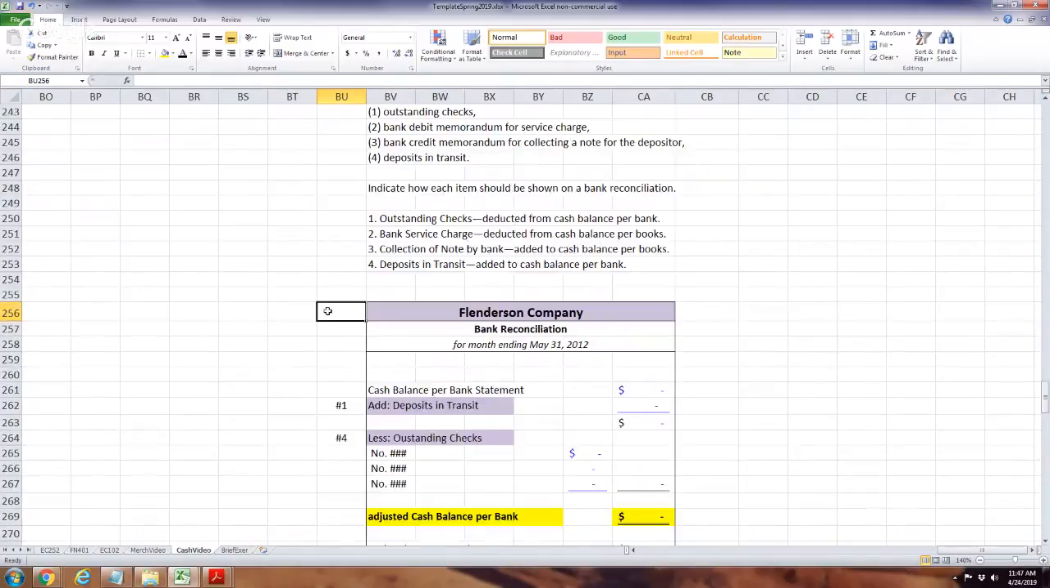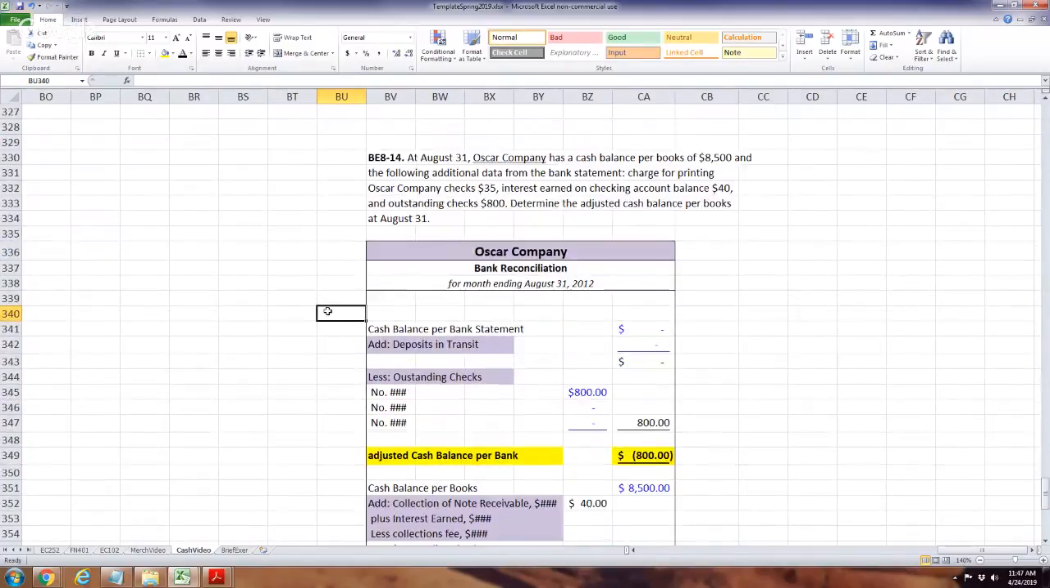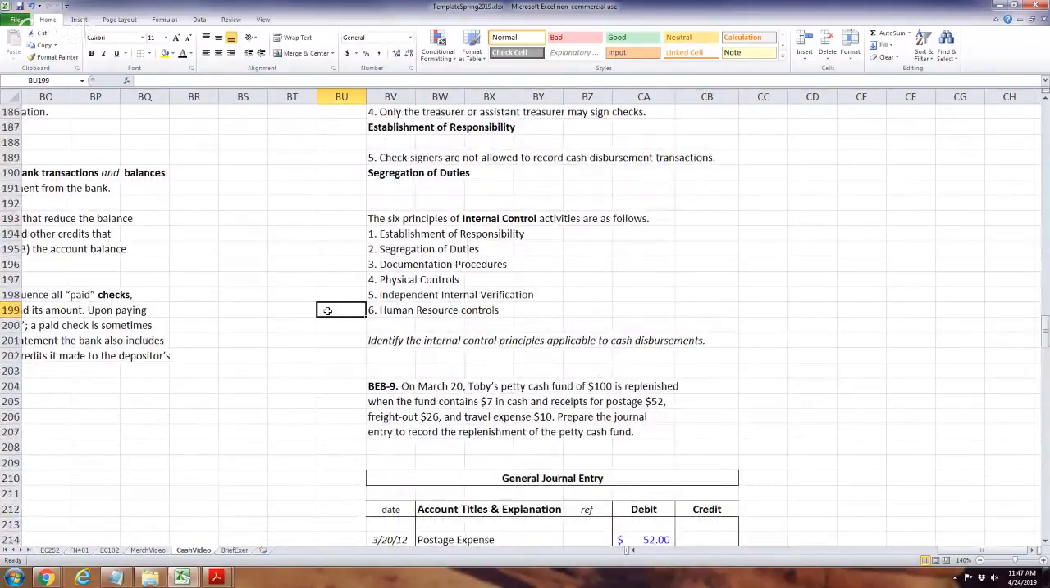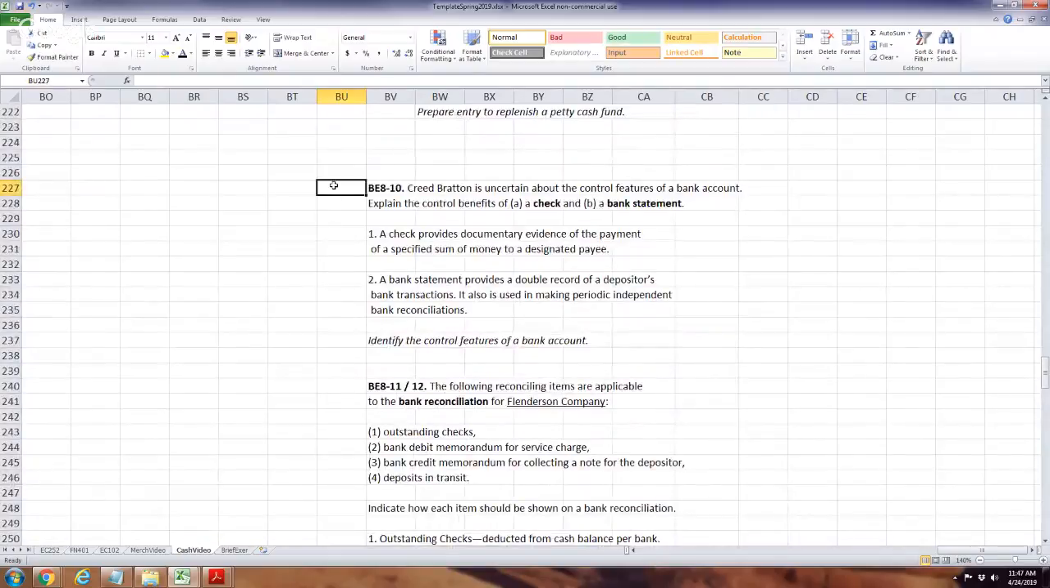Let's see. There's 15 of these. This was number 9. Number 10 says Creed Bratton is uncertain about the control features of a bank account. Explain the benefits of a check. Explain the benefits of a bank statement.